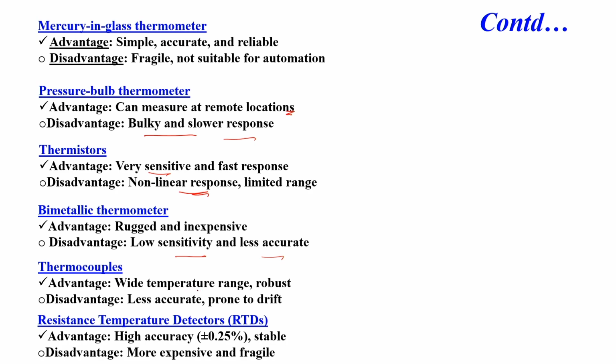Another example is the thermocouple. They are applied for a wide temperature range and are robust, but they are less accurate and prone to drift, so they require frequent calibrations. And RTDs, which I have discussed, are highly accurate and stable, but they are more expensive.